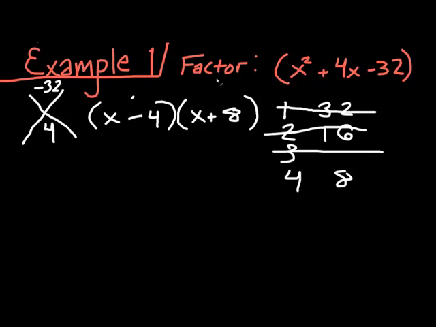Okay, guys? And so that looks right. I'm just going to go ahead and make sure by distributing using the FOIL method, which we learned in the last video. Okay, guys? So first, it's going to be x squared. Outer: x times 8 is going to be 8x.